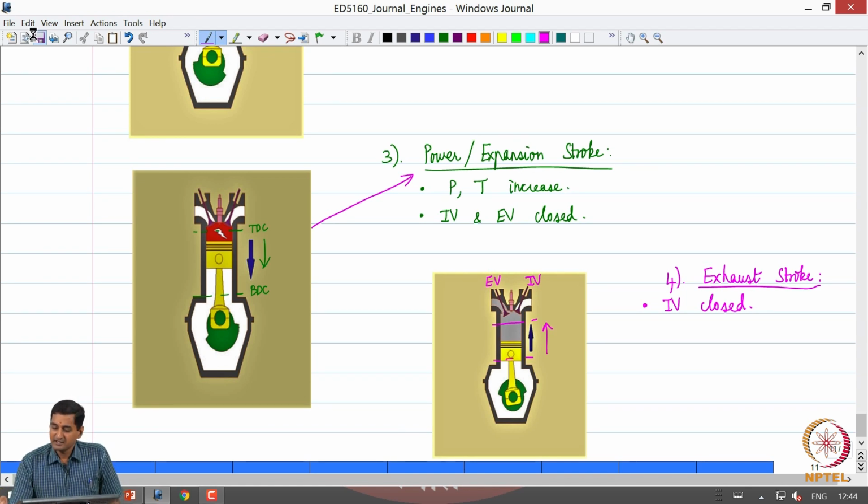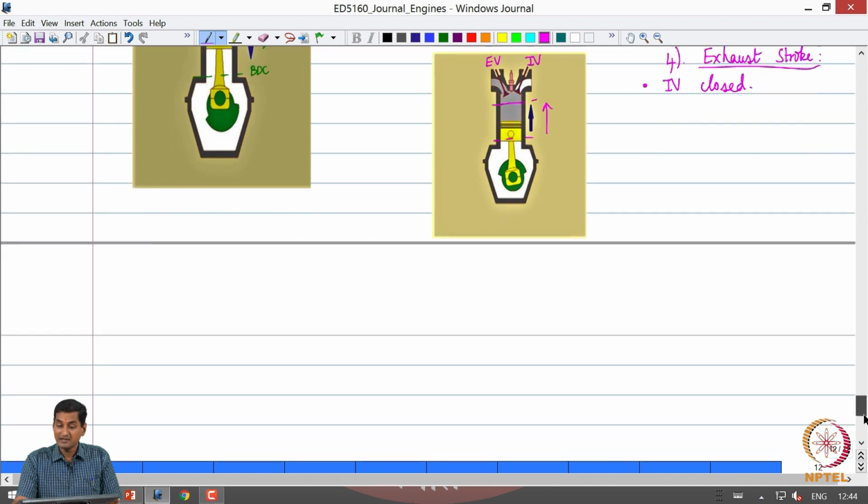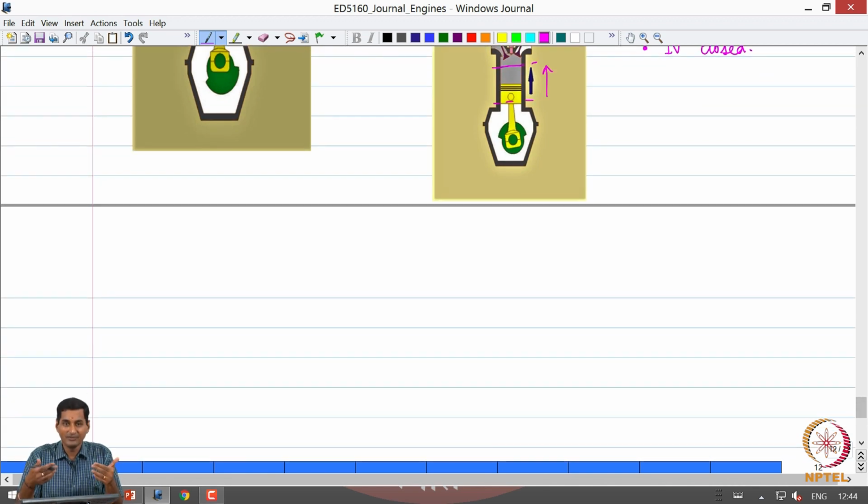So, these are the 4 strokes in a 4-stroke engine, and the power stroke or the expansion stroke provides the energy, and the other 3 strokes take energy from the crankshaft. When we do the engine analysis, we will calculate expressions for the net energy output or the net work output from these 4 strokes. That is an analysis that we will do when we come to air standard cycles analysis in a few classes.